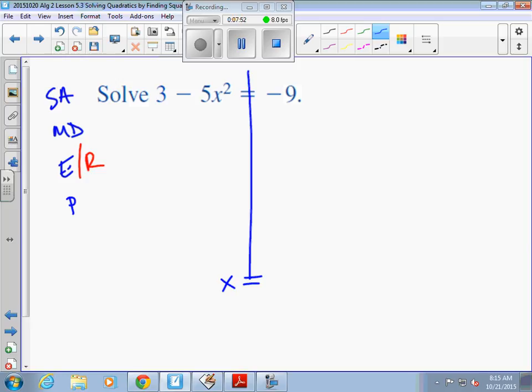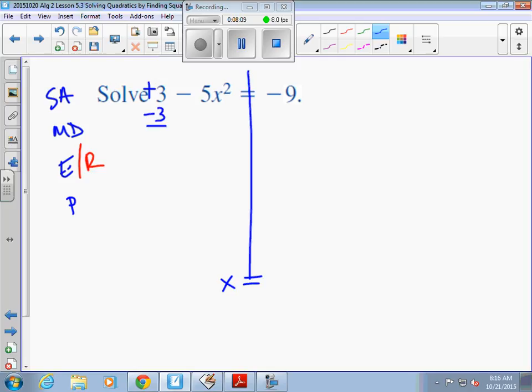So it says 3 minus 5x squared. The minus in between those two tells you that there's addition and subtraction going on. But the negative doesn't tell you, you don't undo it by adding. This is positive 3. You undo that by subtracting.